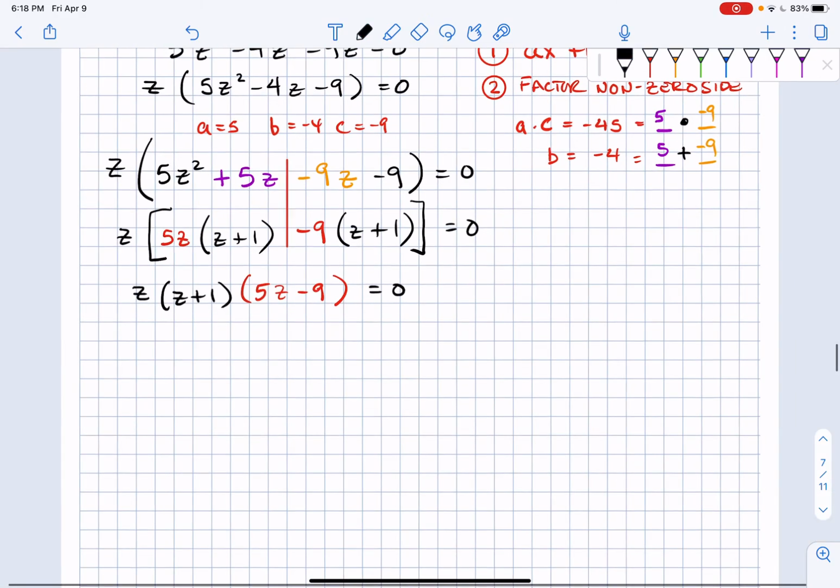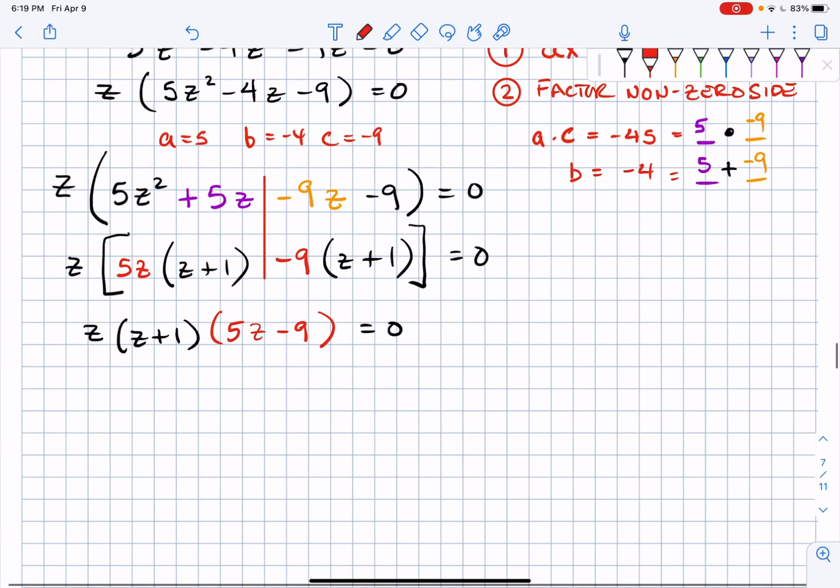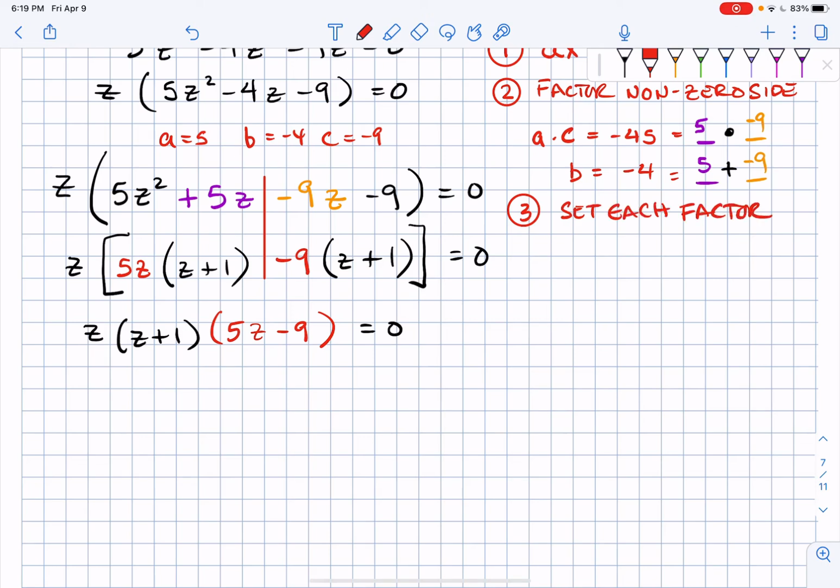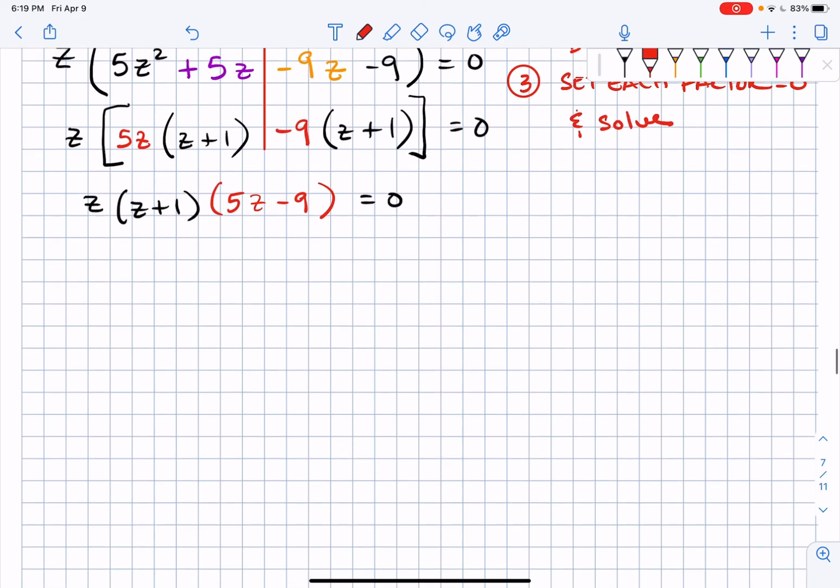Okay, so what's the third step? The third step is to set each factor equal to 0 and solve. Okay, so let's go ahead and do that.